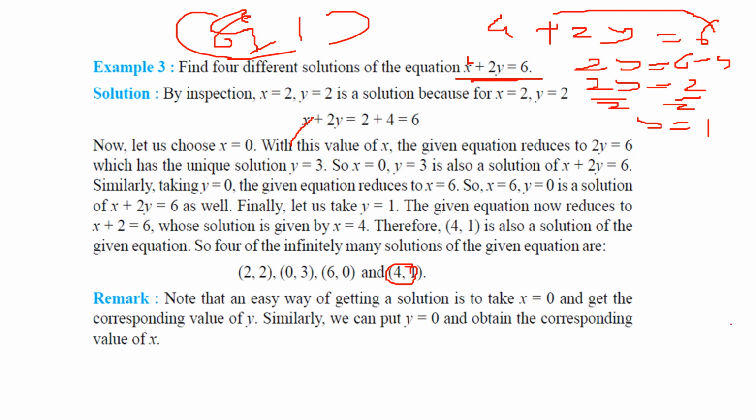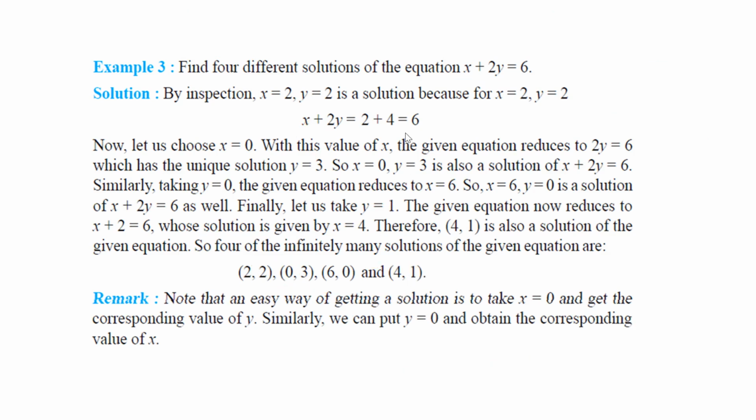So the best idea is to take the number line, and minus 1, minus 2. So always put these values. Put x equal to 0, x equal to 1, x equal to 2, like this. So these are the values for which you will get an easy value of y. These are also solutions.